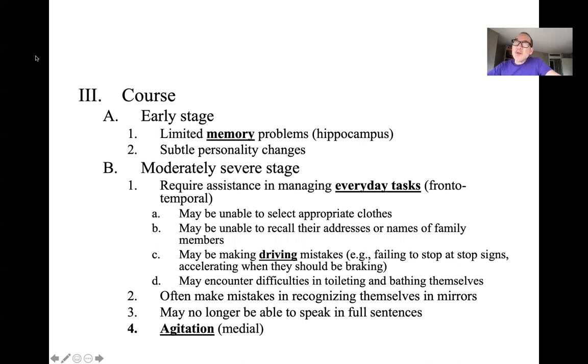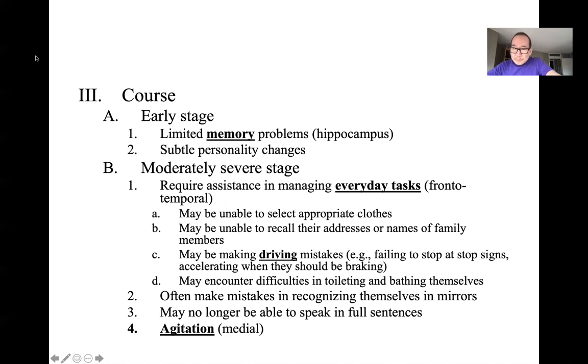Then you can break it up roughly into rule of thirds. The first 3 years are mild, and the middle three tend to be more moderate, requiring more assistance in everyday tasks. They may have difficulty selecting appropriate clothing, in particular clothing necessary to deal with winter weather on the continental US, for example. They may start having difficulty recalling addresses or names of family members, except for immediate family members, who they may still be able to identify. They may start making driving mistakes, and at this point, having the person not drive may be the safest call.